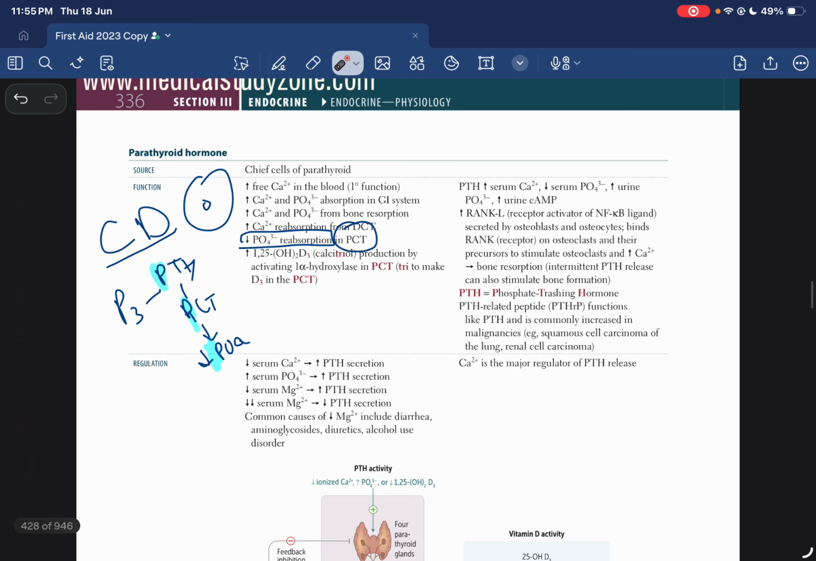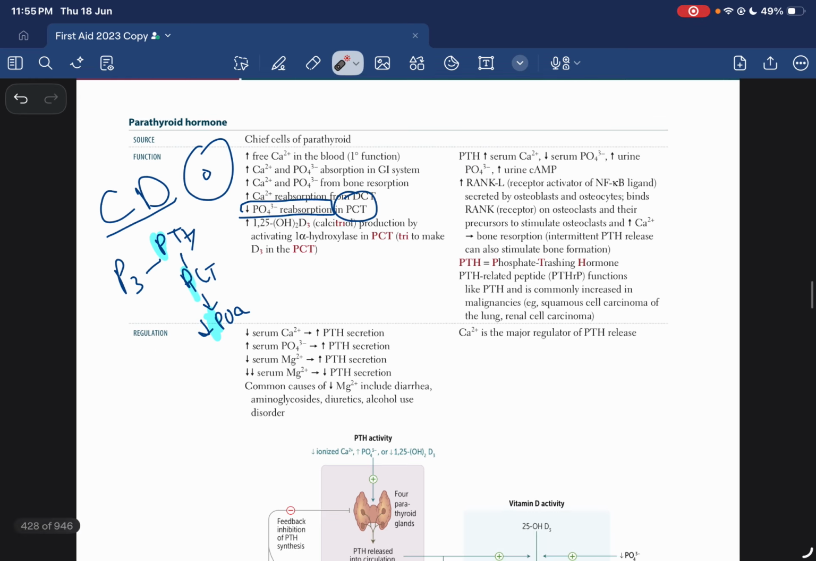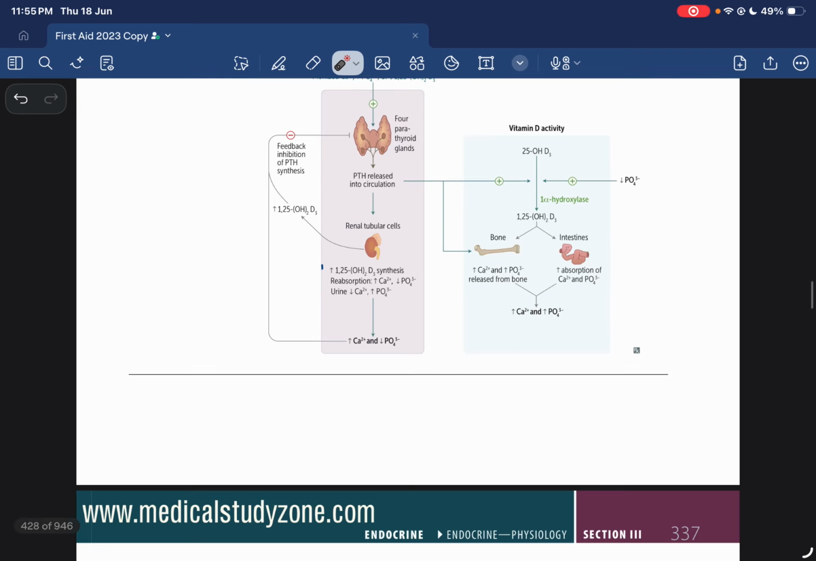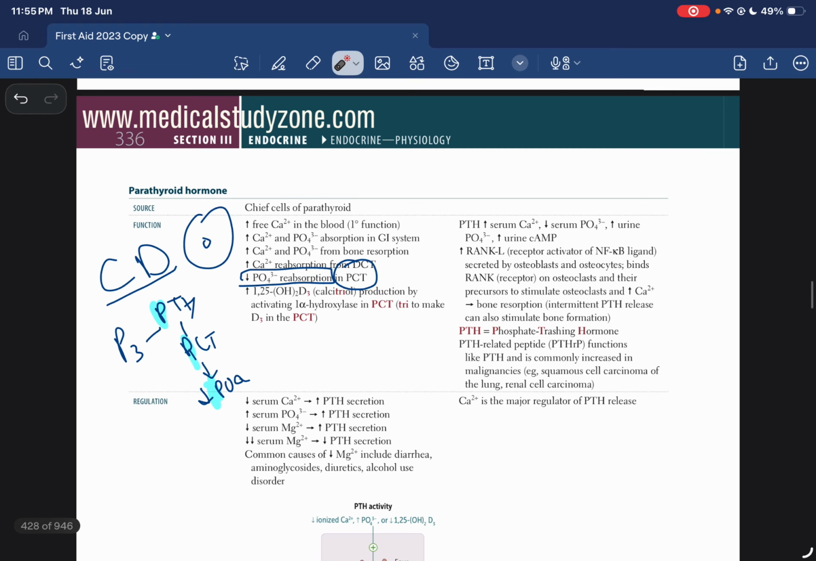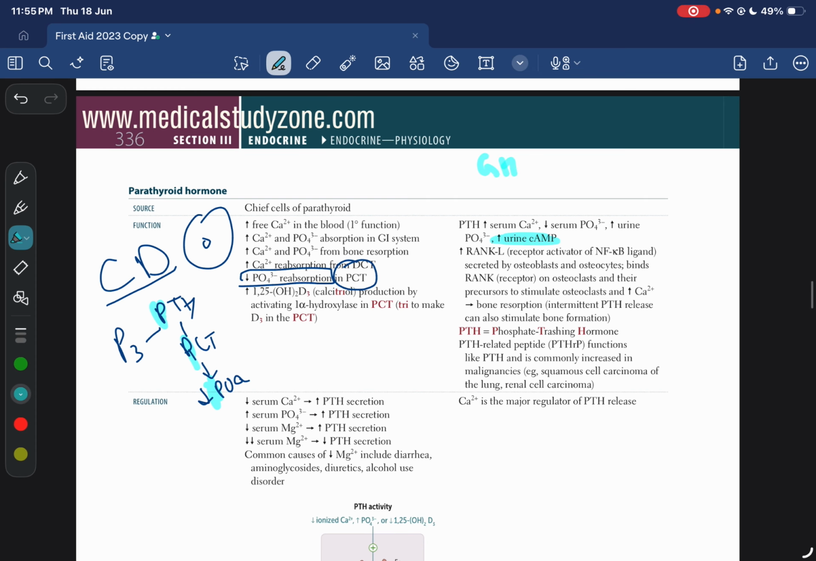Now also parathyroid hormone level is going to be increased when the calcium level is going to drop in the serum and phosphate level is going to increase in the serum. The effect of parathyroid hormone is going to increase calcium level, decrease phosphate level and increase the urine phosphate level. Why? Because it is going to decrease the reabsorption of phosphate, and urine cyclic AMP level is going to increase via phosphate. So growth hormone acted through what? It was the JAK-STAT pathway. Parathyroid hormone is going to act through the adenylyl cyclase pathway.